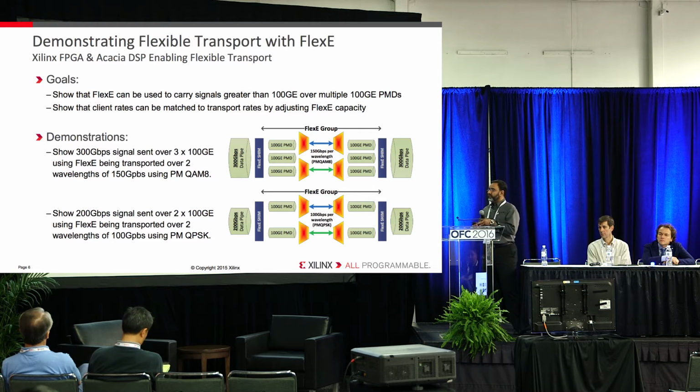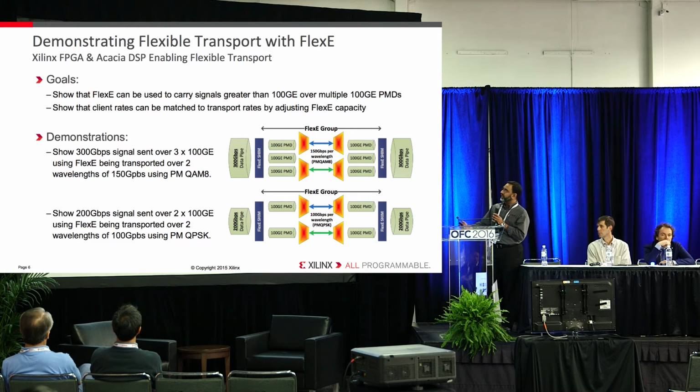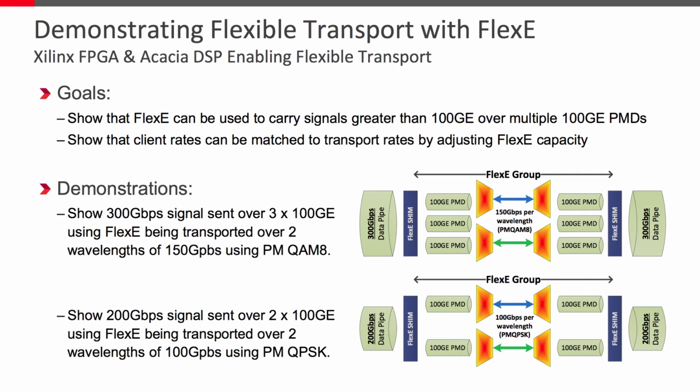So what can we do with FlexE? A primary application of FlexE is connecting routers and transport gear. And what we've done on the show floor here is taken an FPGA that generates a FlexE group and an Acacia DSP system, and we've shown a complete enablement of a data center interconnect type application where you have flexible modulation rates on one side from a transport container point of view, and FlexE, which matches the client rate to that transport container.